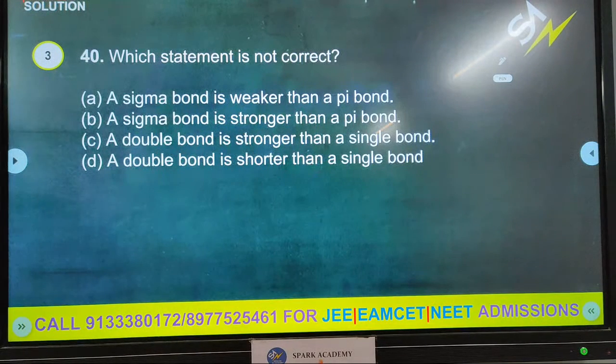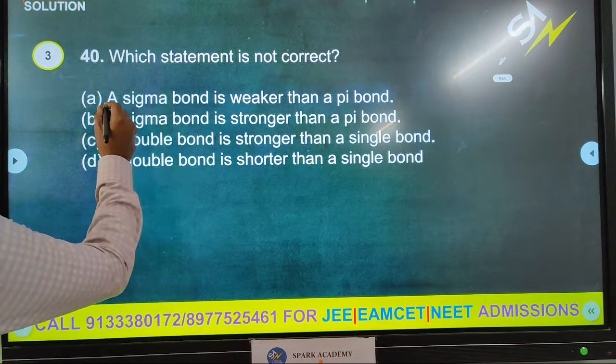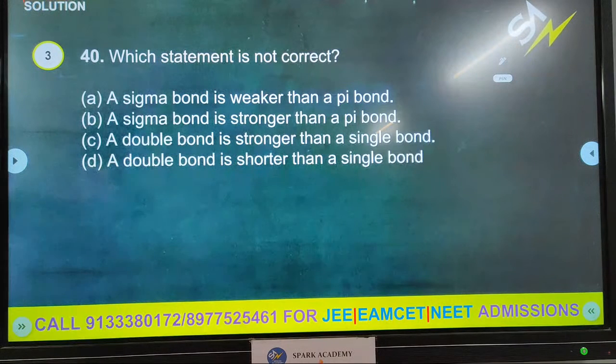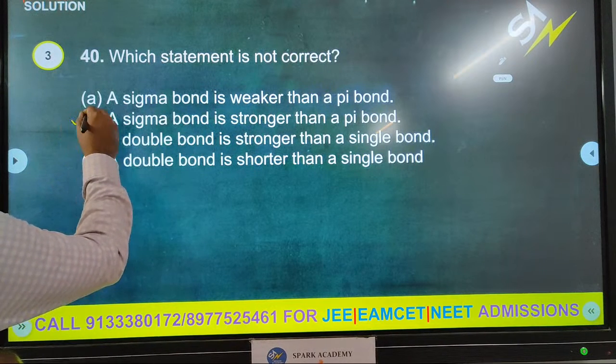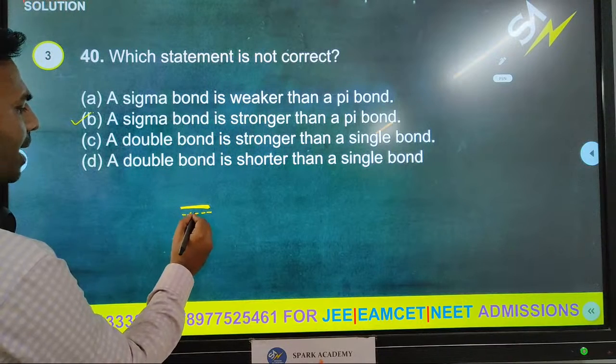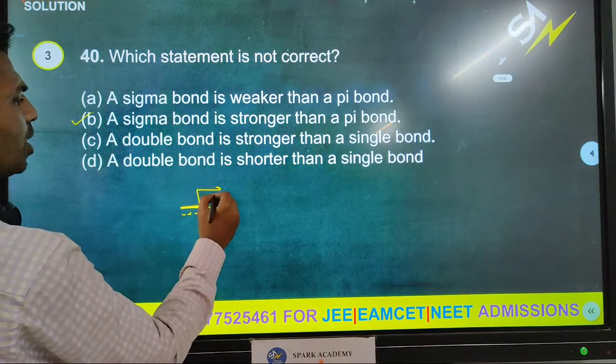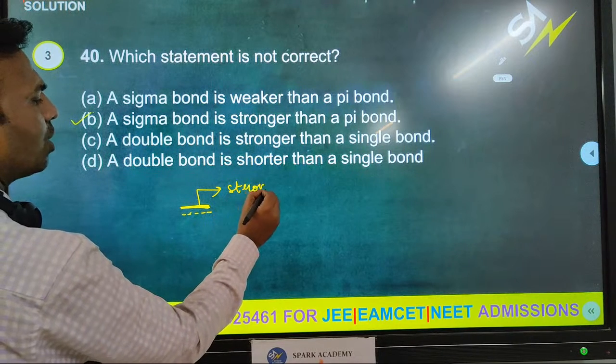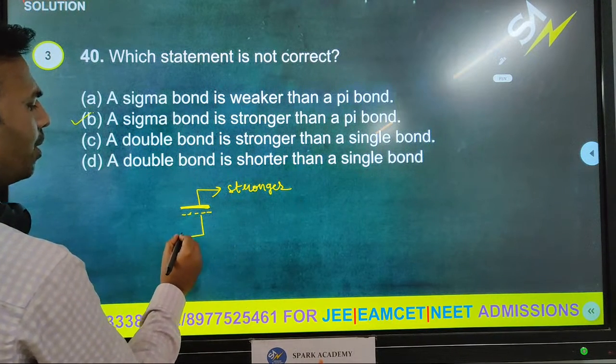Next, question number 40. Which statement is not correct? A sigma bond is weaker than a pi bond. So here they are saying sigma bond is weaker than pi bond. Next, a sigma bond is stronger than pi bond, which is correct, because sigma bond is the first bond and the second bond is called pi bond. Clear? So sigma bond is called the strong bond. It is stronger compared with pi bond.